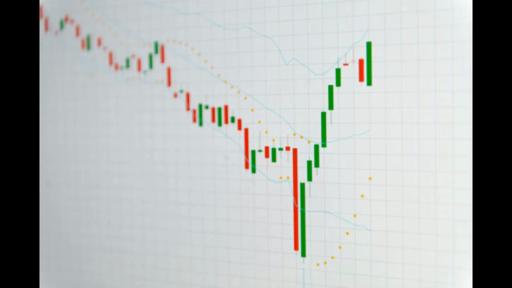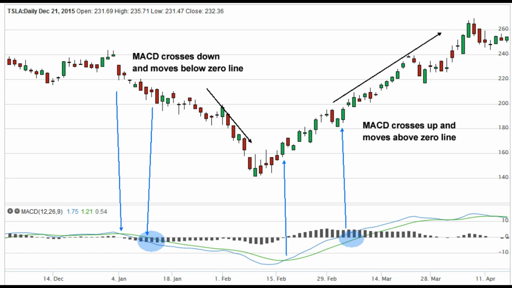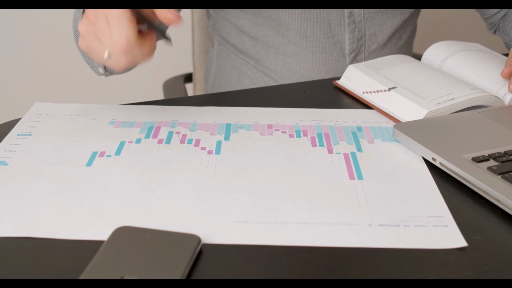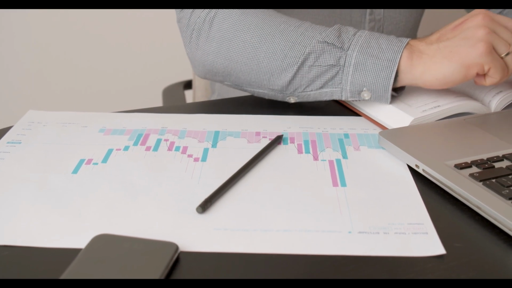Number 3. Bollinger Bands. This signal occurs when a stock's price touches or breaks through the upper or lower Bollinger Band, indicating a possible trend reversal. Number 4. MACD crossovers. This signal occurs when the MACD line crosses the signal line, indicating a change in momentum. Number 5. Candlestick Patterns. This signal uses patterns in candlestick charts to indicate a change in trend.